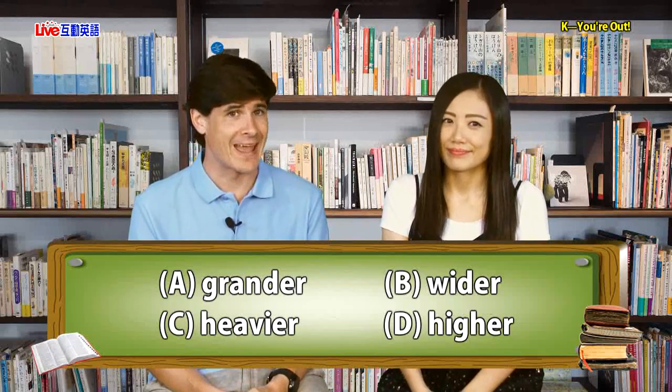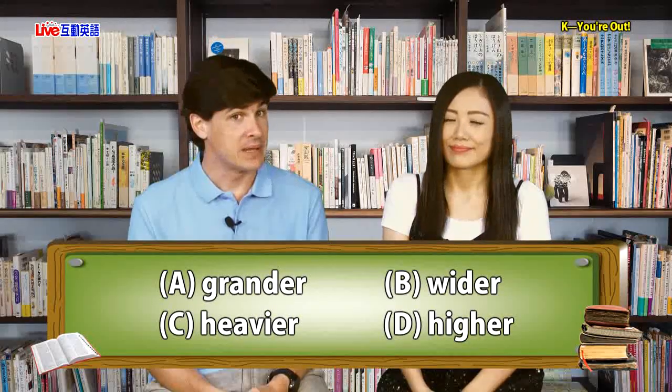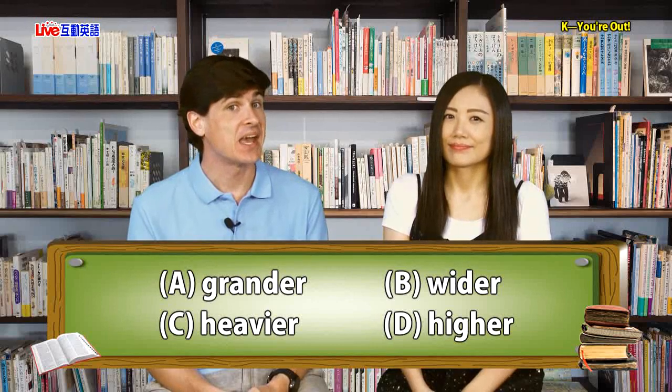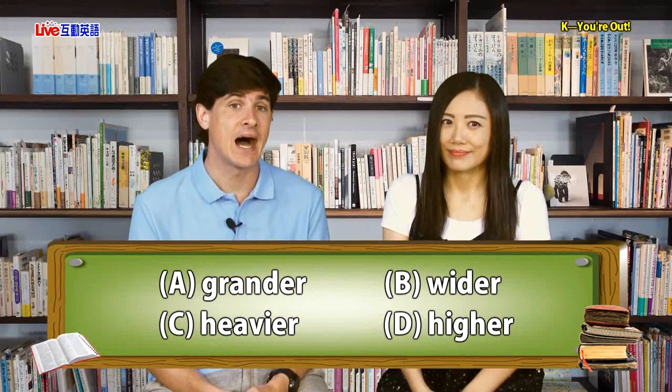Your options are A, grander, B, wider, C, heavier, or D, higher.